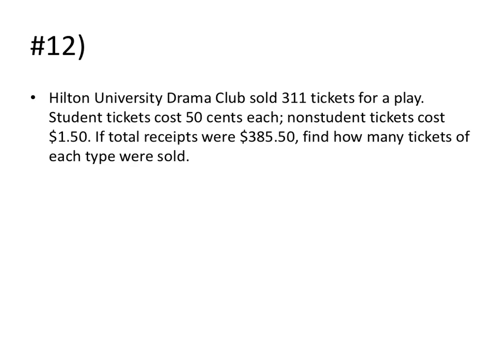Okay, so this one says Hilton University Drama Club sold 311 tickets for a play. Student tickets were 50 cents each. Non-student tickets cost $1.50. If total receipts were $385.50, find how many tickets of each were sold. So total tickets were 311. I'm going to do S for student tickets and A for adult tickets.